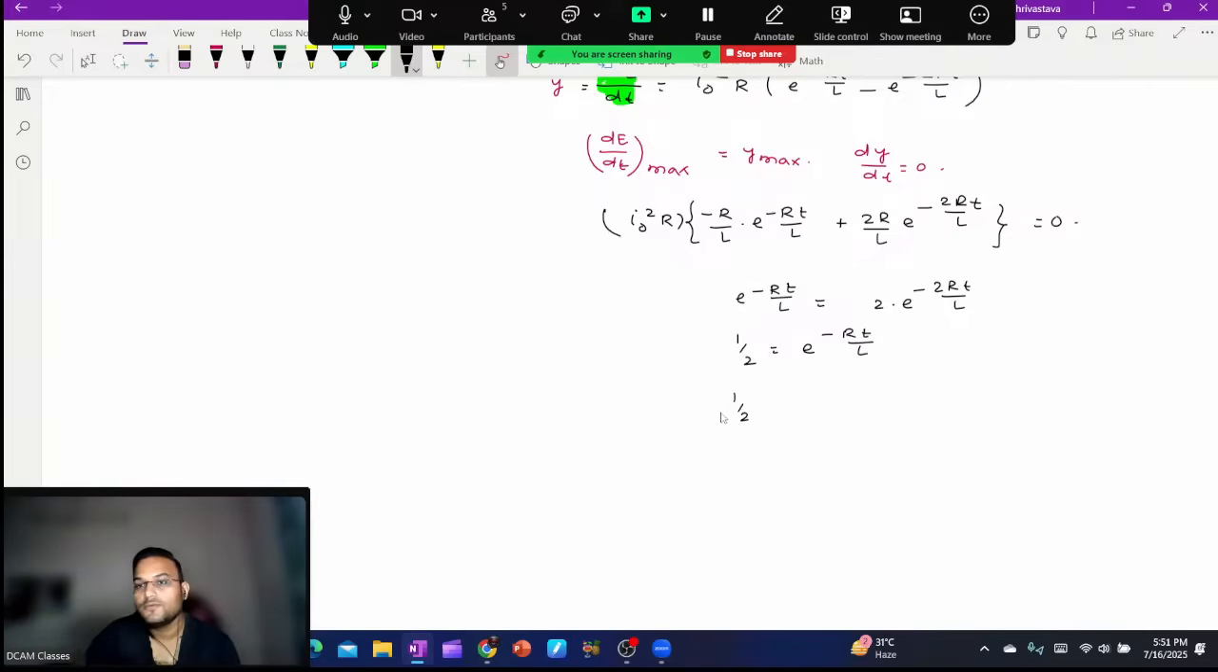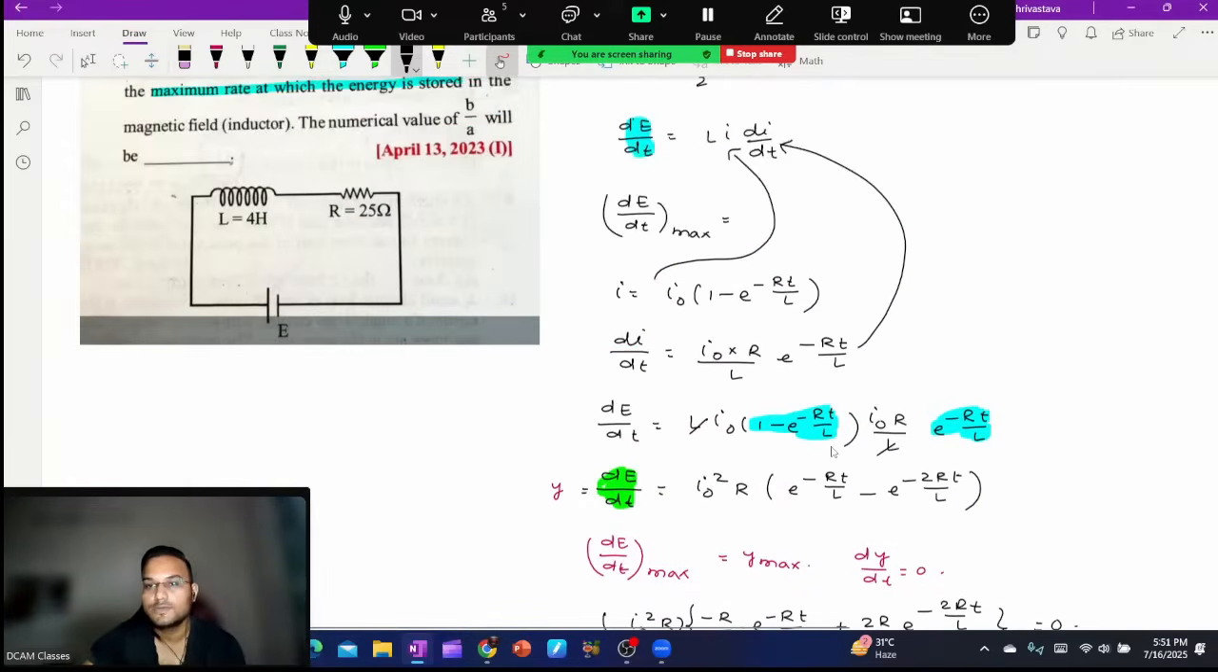So 1 by 2 will be equal to log of 1 by 2, or I can write minus log 2, will be equal to minus RT by L. So T will be equal to L by R log 2. This is the time. So for this time, I have to find this one.